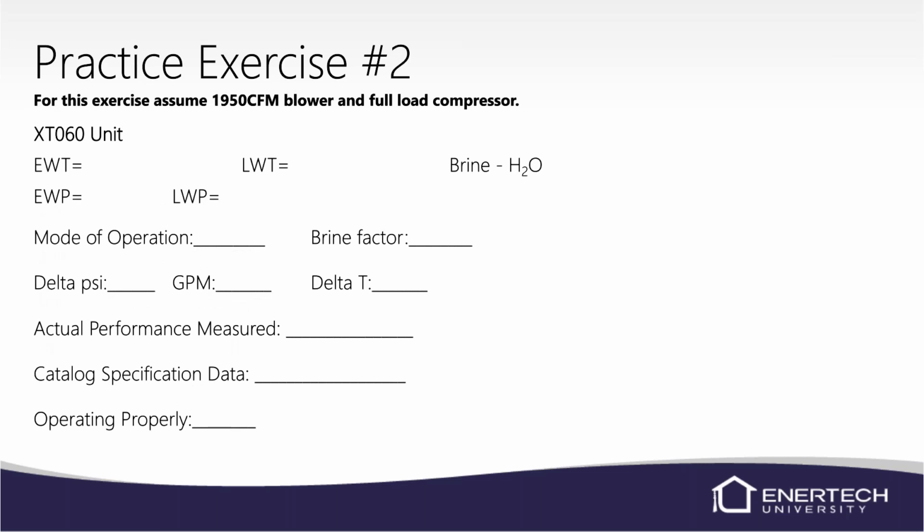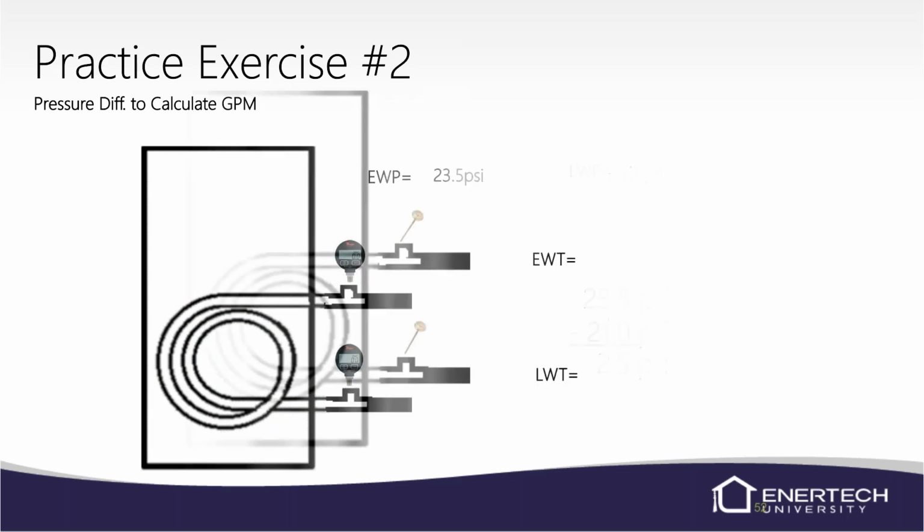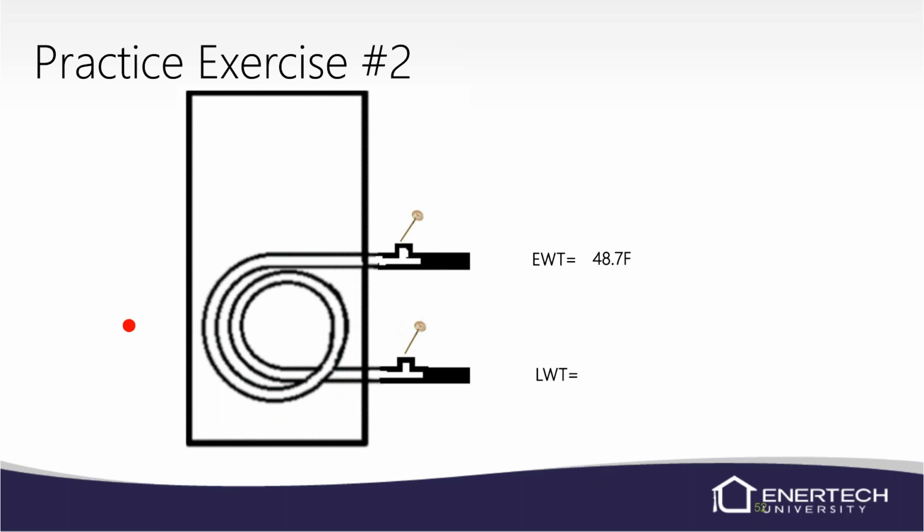So here we've got a 5-ton unit. This is an XT, a package unit, forced air. We're going to assume we got 1950 CFM. Again, full load compressor. And the brine on this is water, H2O. So this would be an open loop. So if we have entering water pressure of 23.5 and leaving at 21, that gives us a 2.5 pound pressure drop. Entering water temperature of 48.7 and leaving at 67.9.